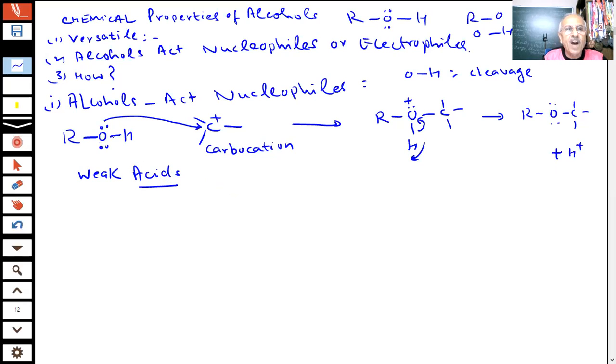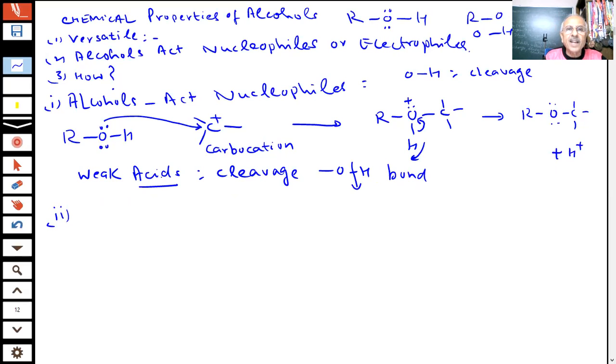And what is happening? The OR group is getting attached to the carbon, students, and there is a cleavage of the OH bond. That's what I'm saying. This bond is cleaved, student. Which one? This one. So this means alcohols can act as acid, and there will be a question on that. Acidity of alcohol is an important question. We will be discussing the acidity of the alcohol.